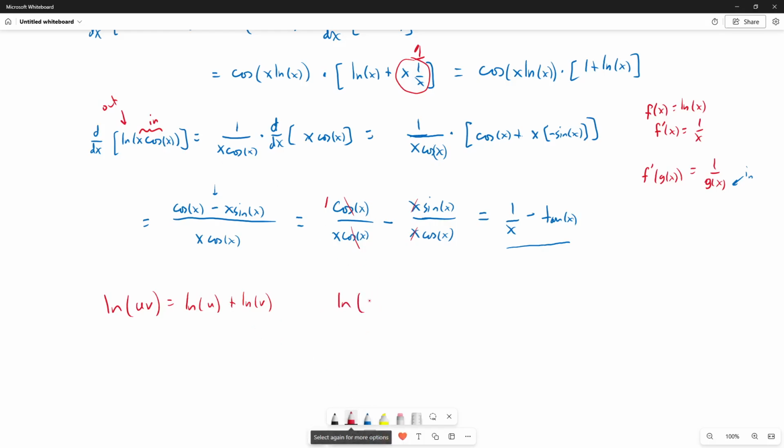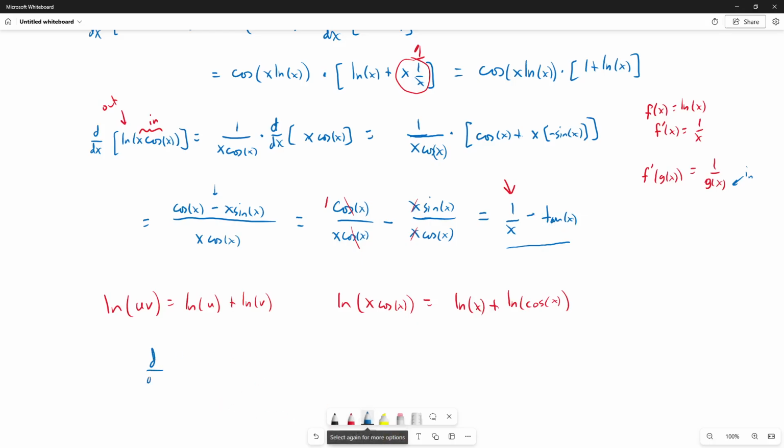So this original function, natural log of x cosine of x, could be rewritten as the natural log of x plus the natural log of cosine of x. And then if we take the derivative of natural log x, we get 1 over x. And if we take the derivative of natural log of cosine x, well, evidently we should get negative tangent x. Let's just check that one.